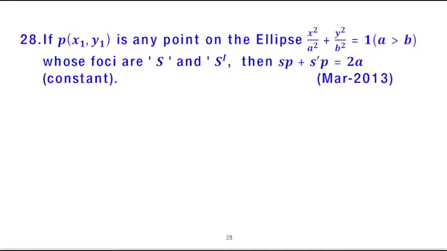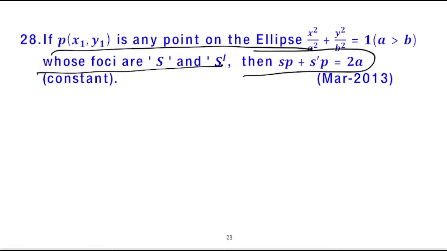So what he says in the question is, P is any point on the ellipse, right? Your foci are S and S dash, then prove that SP plus S dash P is a constant. We have to prove that. Another very good question. There is a chance it will be asked, 100%, this year.